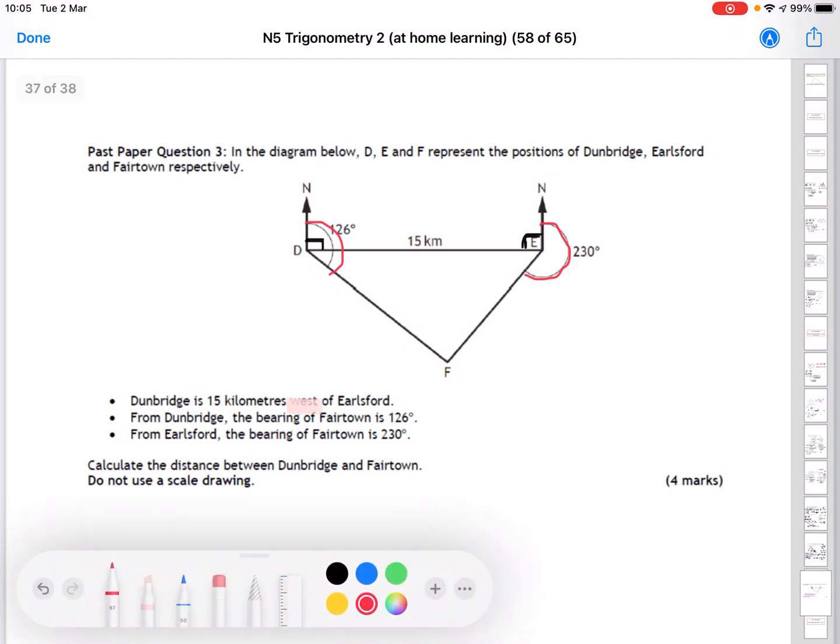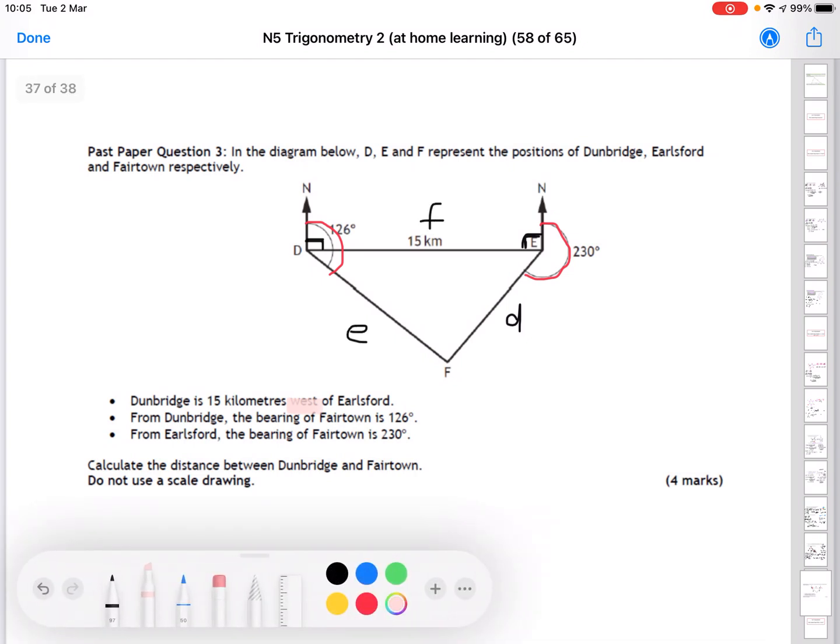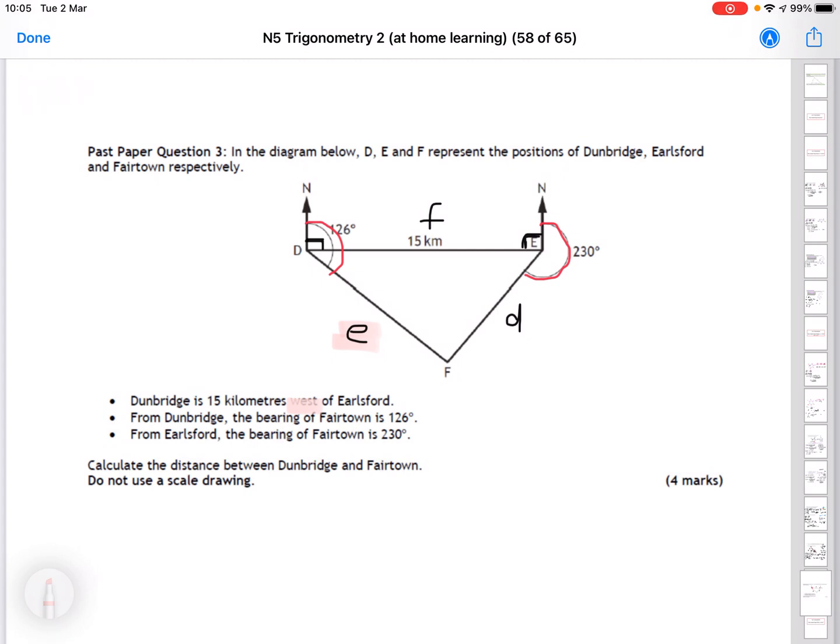So if we label our triangle first with our small letters, we have side D, side E and side F. So what are we being asked to find? Let's highlight. So the distance between D and F. So we're basically being asked to find this side here marked with an E. So thinking about if we were going to use our sine rule, we would need the angle straight across from the side that we're looking for.